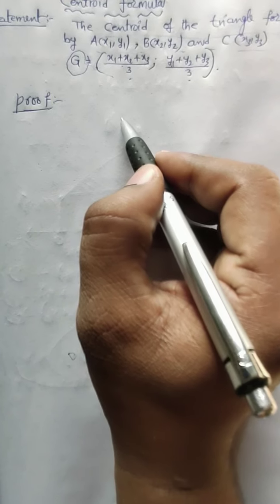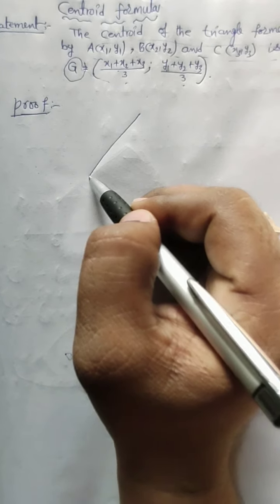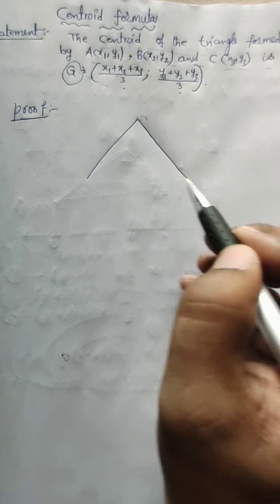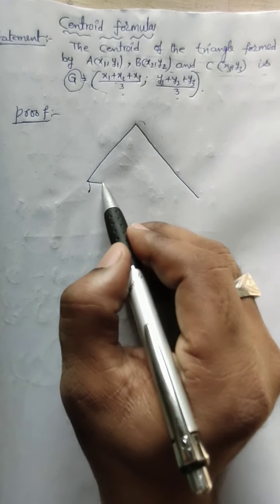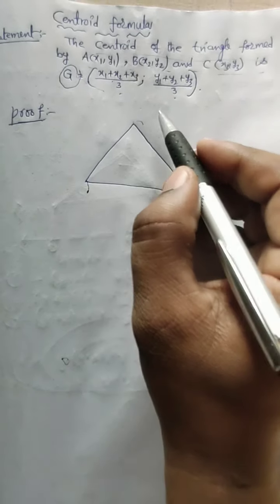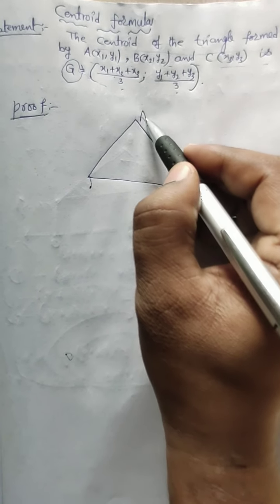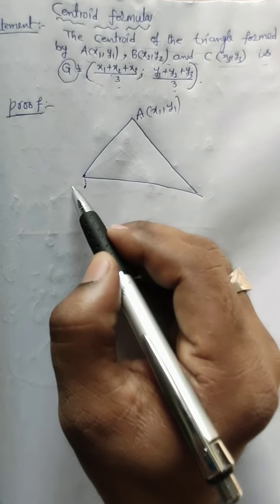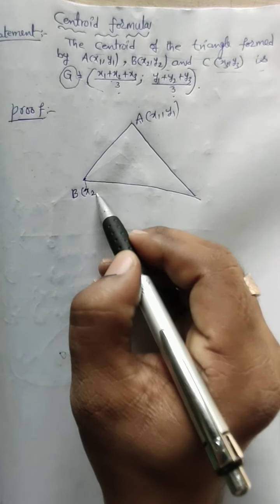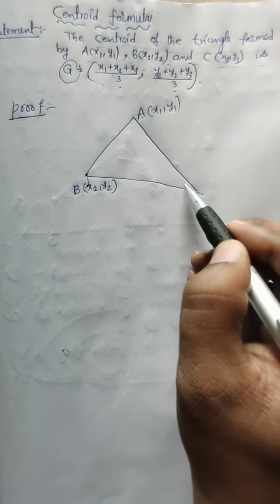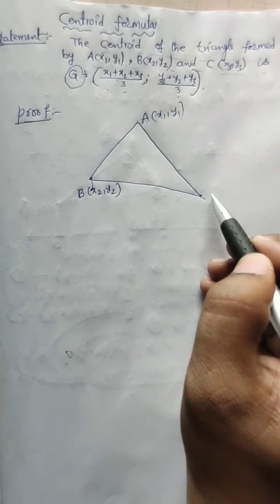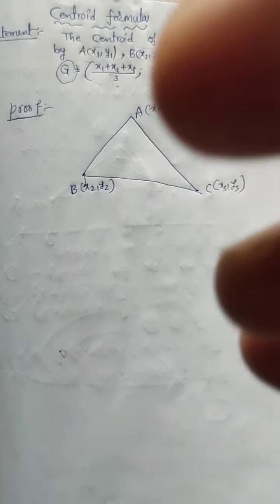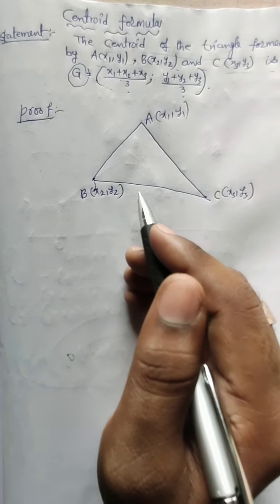Okay, I am taking a triangle. Here I am taking A(x1, y1), this is B(x2, y2), and here I am taking C(x3, y3). Okay. Now we are going to find the centroid.